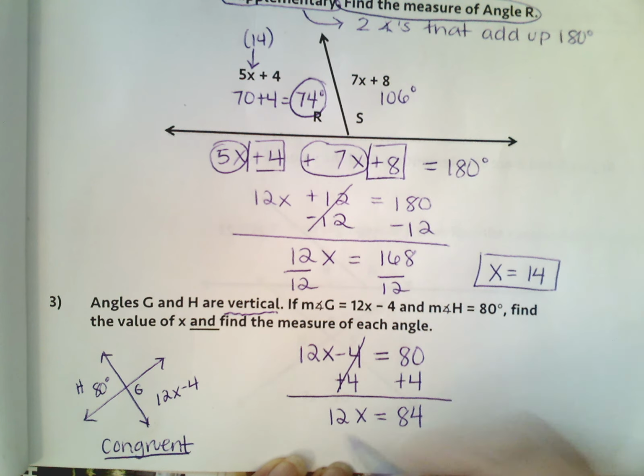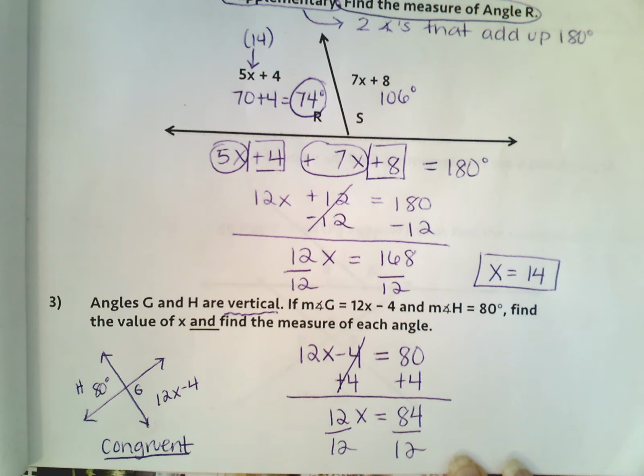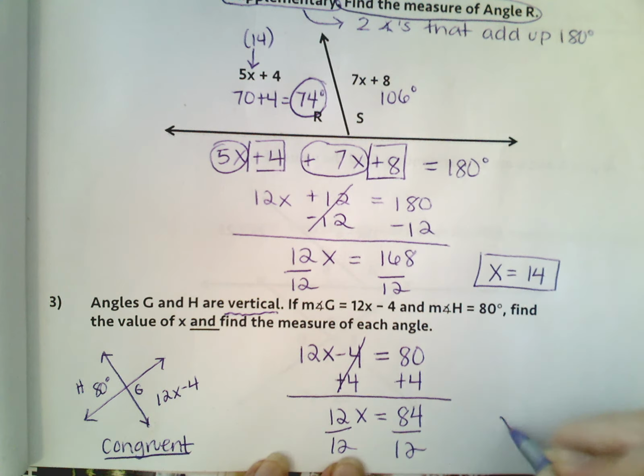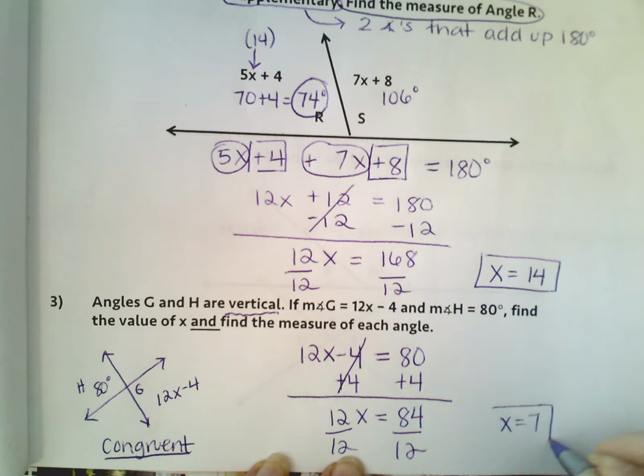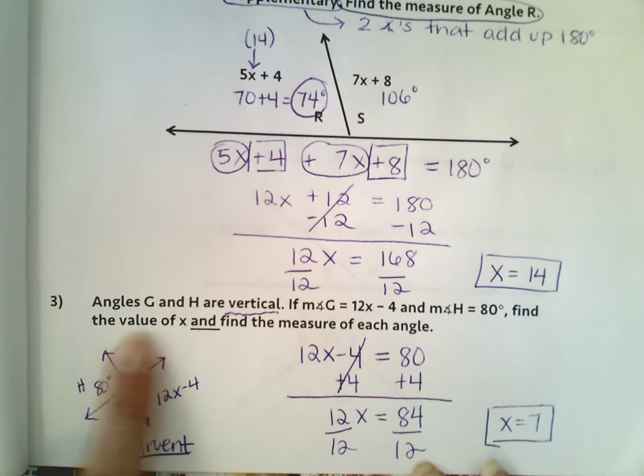And my last inverse step is to divide by 12 on both sides. So if you throw in your calculator, 84 divided by 12, x is equal to 7. So we've done our job of finding the value of x.